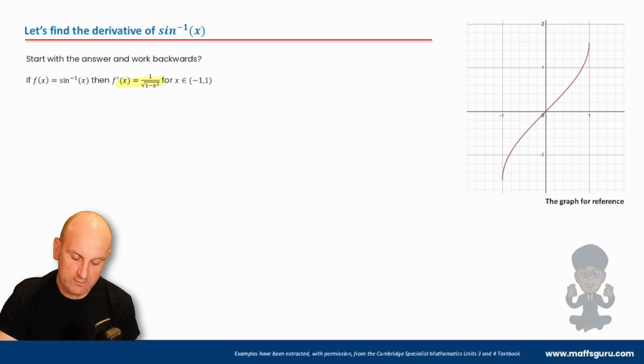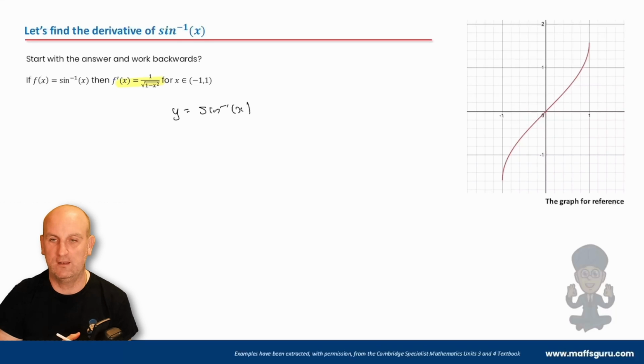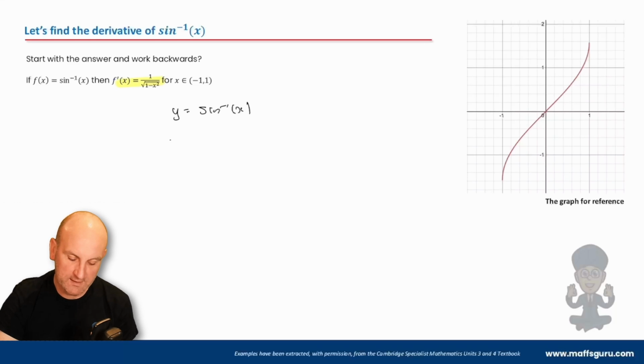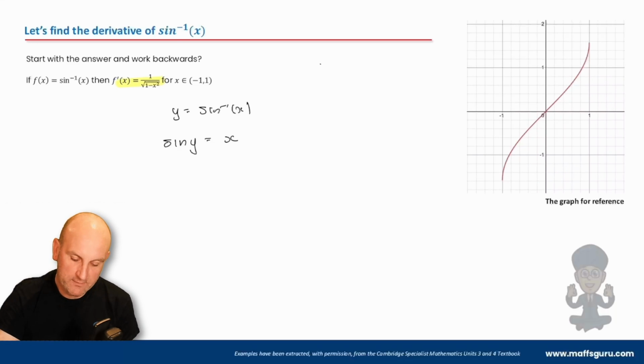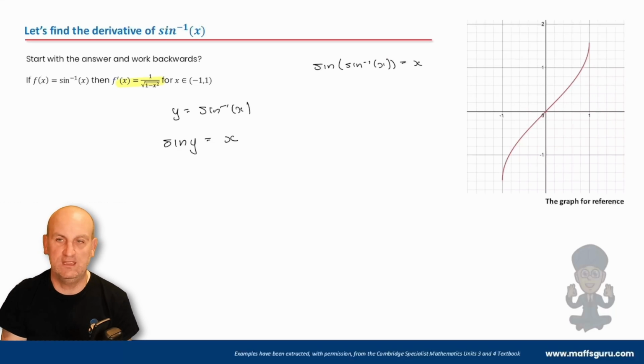Right, well, at the moment, we've got y is equal to the sine to the minus 1 of x. No idea how to actually differentiate that at the moment. But what about if I take the sine of both sides, so sine of y is equal to x? If you remember, the sine of the sine to the minus 1 of x would just be x. That makes sense. If you inverse sine and then sine it, you get back to what you started with.